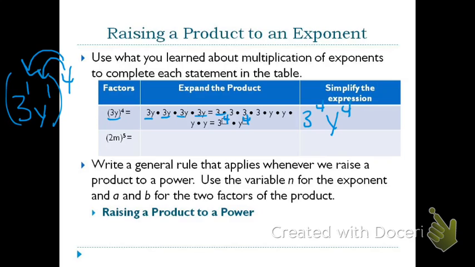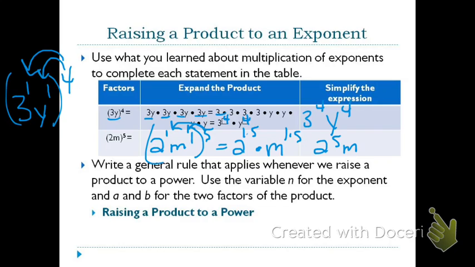Try it for the second example. Rewrite it again as 2 to the first, m to the first, to the power of 5. So you can distribute that power as 2 to the 1 times 5, m to the power of 1 times 5, which is the same thing as 2 to the fifth, m to the fifth.